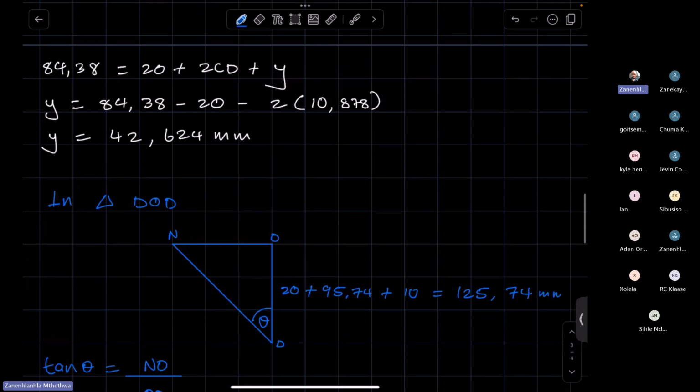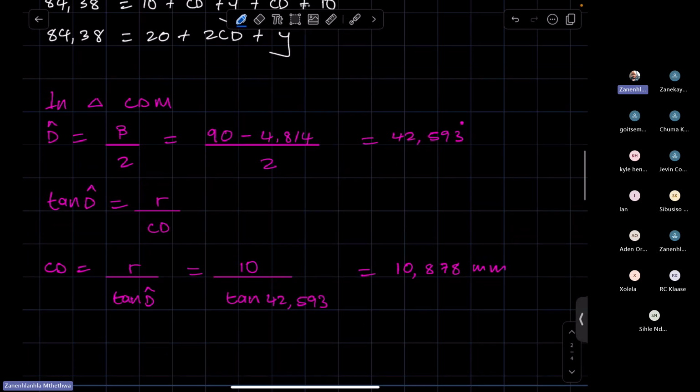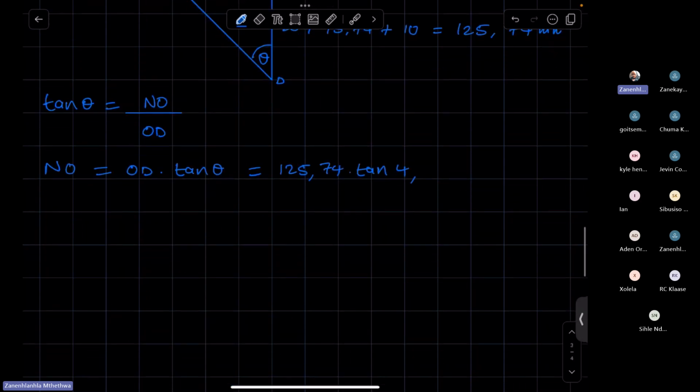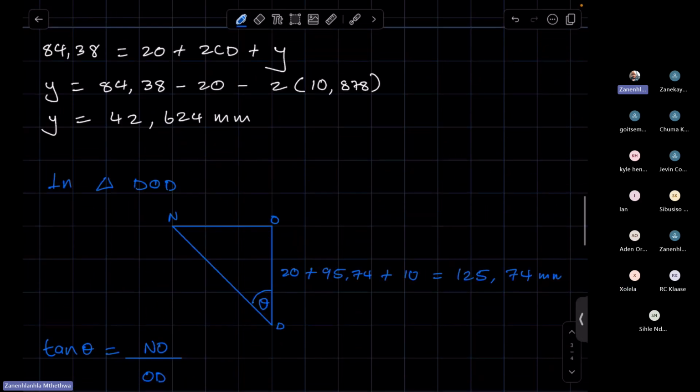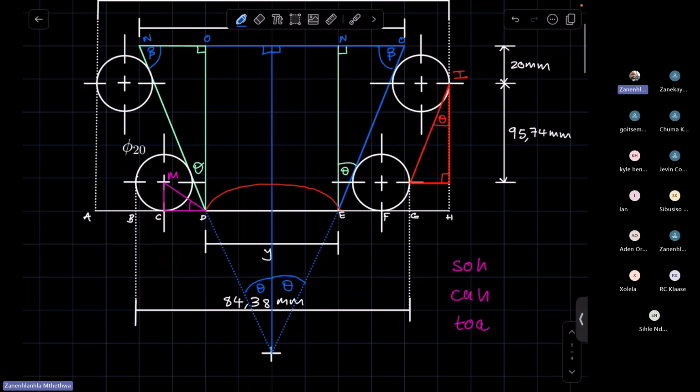What is theta equal to? 4.814. So this is 4.814, and we get this measurement. So it's 125.74 tan 4.814. I'm getting here 10.590 millimeters. Are you getting the same thing here? Yes, sir. Yes, correct. So NO is 10.590.